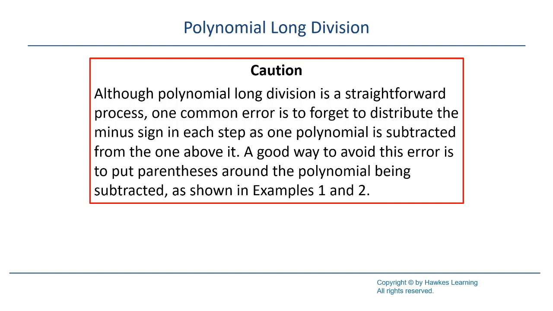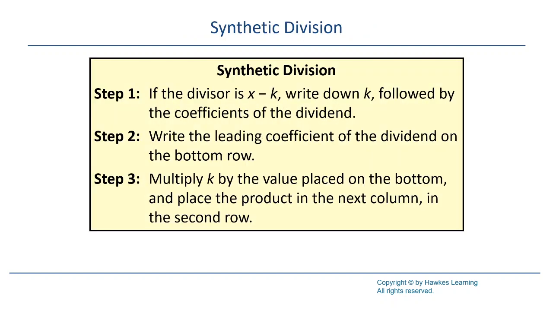Yeah, so polynomial long division is straightforward. One common error is to forget to distribute the minus sign. That's why I think I may have gone overboard talking about it. But if you don't distribute that negative, things are just not going to work out. And you may have the right work, but if you drop that negative by accident, things are just going to fall apart really quick.